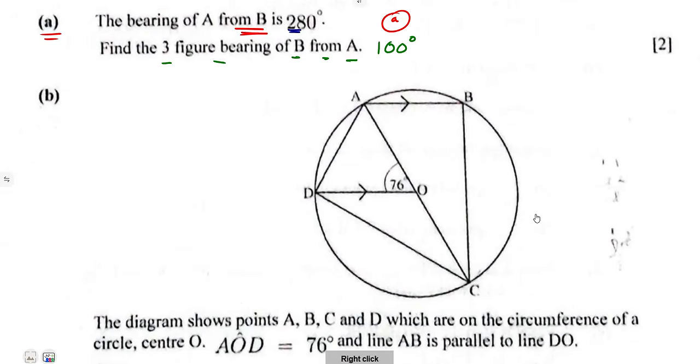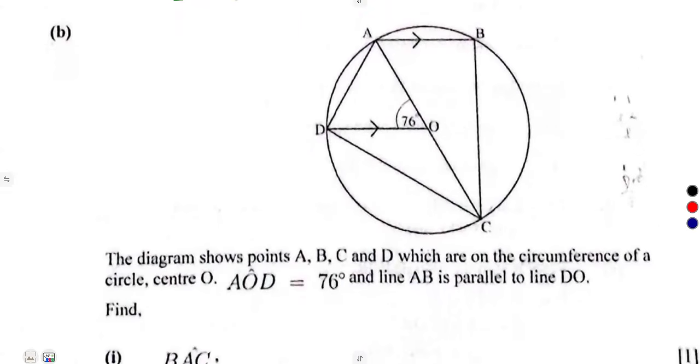This is part B, circle geometry. We are given this circle. I told you guys, whenever you're answering circle geometry, read the information and apply the information on the diagram. The diagram shows points A, B, C, D, which are on the circumference of a circle with center O. So O is the center. There are so many theorems from that concept of a center. A line that is drawn from the circumference to the center is the radius. From the circumference passing through the center to the other end of the circumference is a diameter.